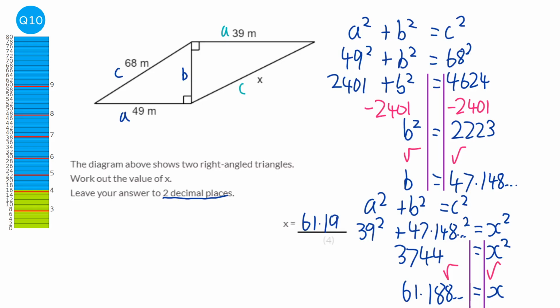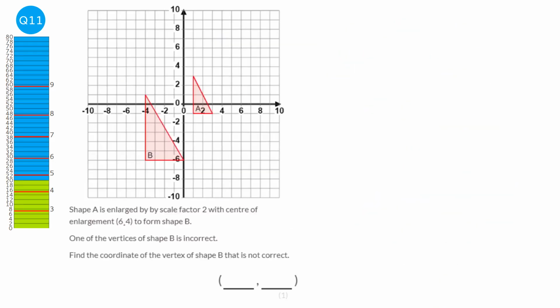So in this question we are told that the centre of enlargement is at 6, 4. So let's just put across there. And what I'm going to do is just draw ray lines from the centre of enlargement, and we're just going to go through each of the corners of our shape A. And we're going to just check whether it goes through the corner of shape B, which it does on this one. Let's just keep going. Yeah, it does on this one.